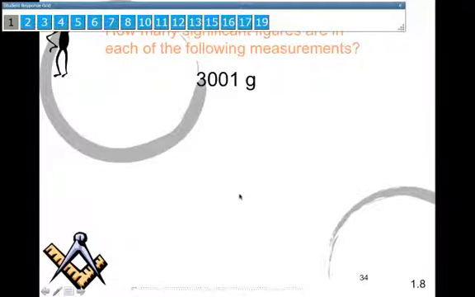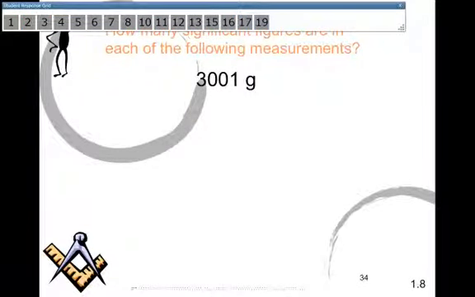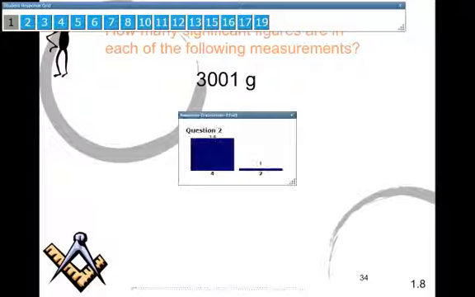Okay, how about 3001? 4 is correct. Remember, those 2 zeros are called captive zeros. Captive zeros are always significant because it's between 2 non-zero numbers.